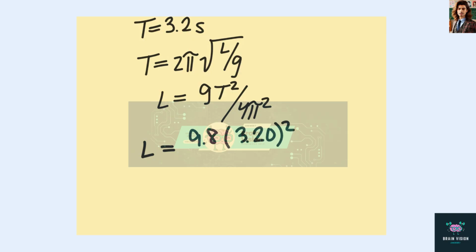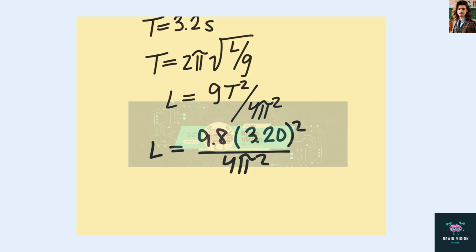Substituting in our values, we have length equals 9.8 times 3.20 squared divided by 4 pi squared, and we get that the length of this pendulum equals 2.54 meters.